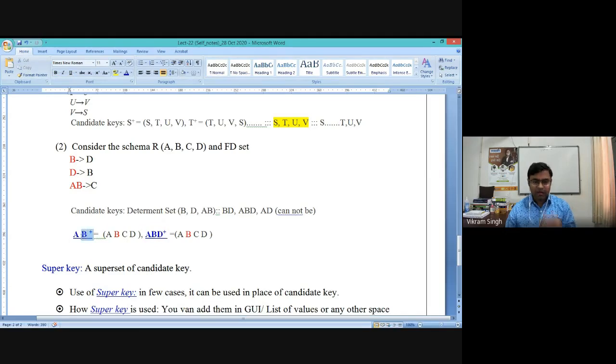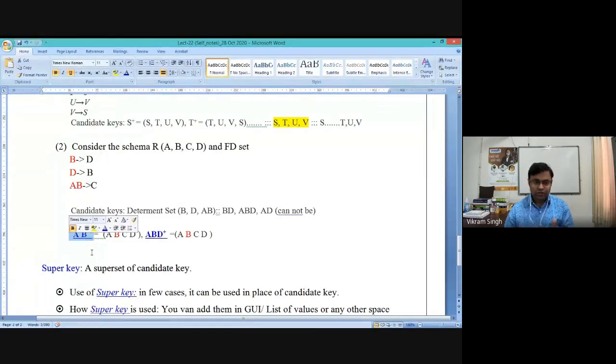So using AB as a candidate key is the best idea, because it has the smallest set, or you can say the optimal, or the minimal. There are two terms, optimal and minimal. Optimal means you need to have a lesser number of attributes, or the best set of attributes, which may be able to access the remaining attributes of the database relation.